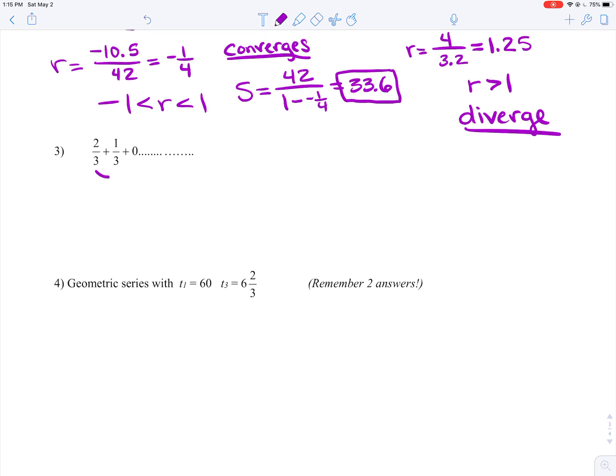So the last one, if we notice, this is not a ratio, this is a common difference. And so we get negative 1/3 as our common difference. And so as soon as it's a common difference, we know it's arithmetic. And so now we have to look and see, oh, it's a negative, so this is going to diverge.